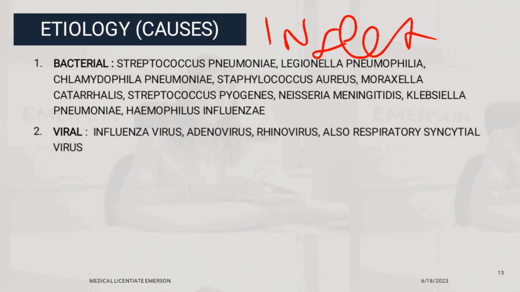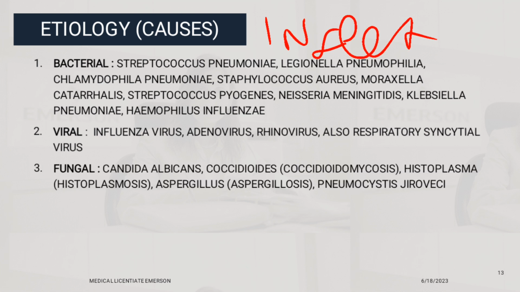Then viral causes, we can have influenza virus, adenovirus, rhinovirus, and also respiratory syncytial virus, RSV. Then under fungal, we can have Candida albicans. We can also have Coccidioides, which causes coccidioidomycosis. We can also have Histoplasma, which causes histoplasmosis. We can also have Aspergillus, which causes aspergillosis. We can also have Pneumocystis jirovecii, which causes Pneumocystis jirovecii pneumonia, which is PJP.